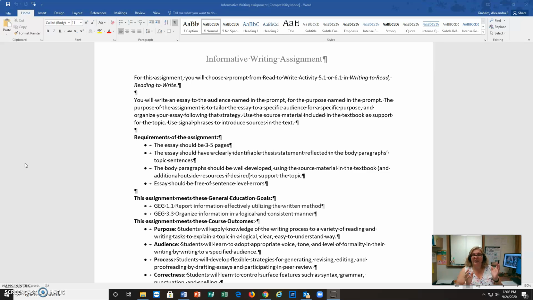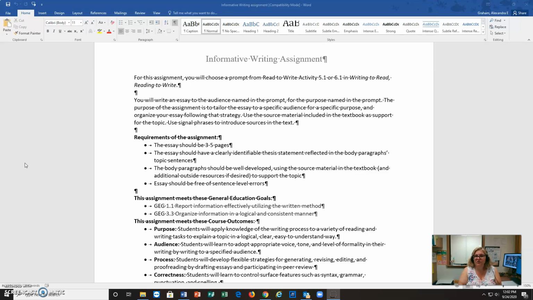You may use the source material that's included in the textbook because each chapter is about a specific thing. So like chapter 5 is about student sleeplessness, and chapter 6 has a lot of research and source material about student debt. Right, and so you can use that, but you don't have to be limited to just that. You can choose to do outside research if you want to. Don't be afraid to do outside research.